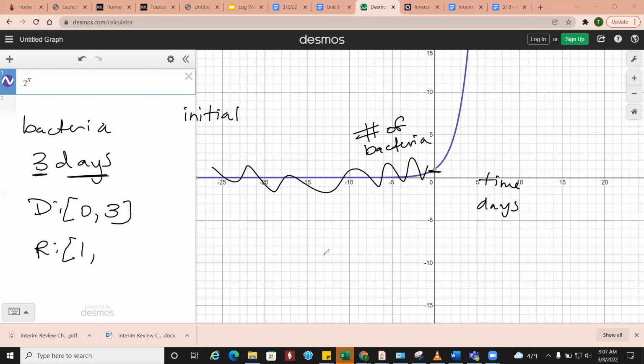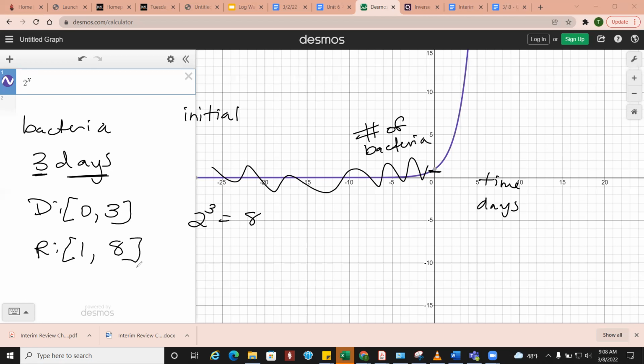It's my highest y value. Well, let's think about it. This happens over 3 days, right? So if I take 2 to the x and I plug in that 3 for x, that's going to give me my y value on day 3. So this will be from 1 to 8.